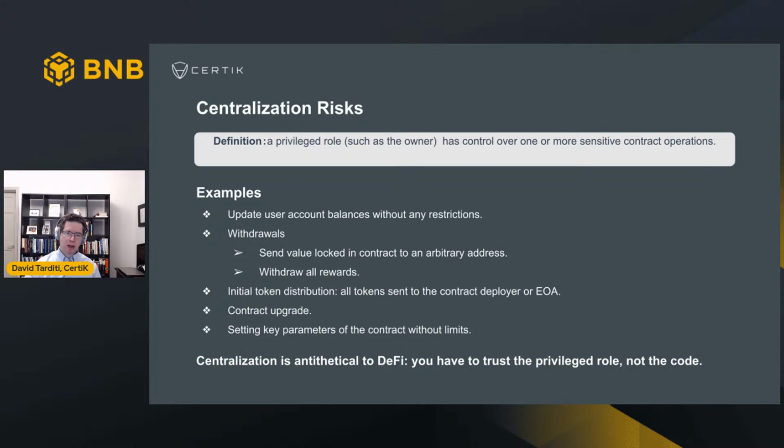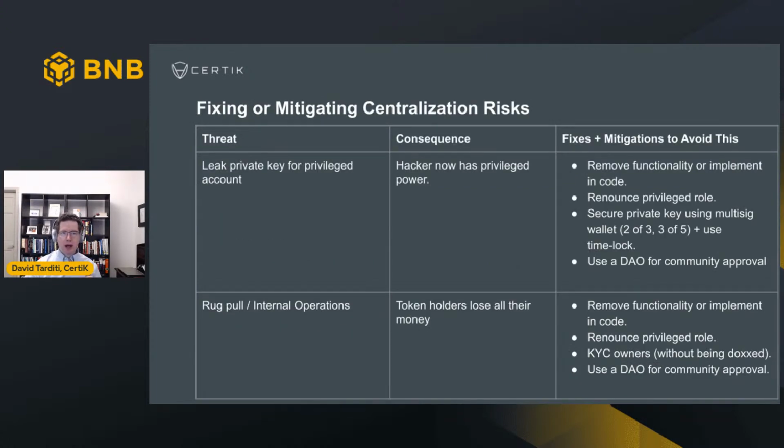Also, there are economic issues that can happen where, if somebody dumps a lot of tokens, it's going to cause the price to go downward. Contract upgrade is another example. And then being able to set the key parameters of the contract without limits. Sometimes we'll see a project that has multiple contracts in it. You want to make sure that if somebody can set key parameters, maybe there are some reasonable limits that you set to that. The reason why centralization is such an issue is it's antithetical to DeFi. You have to trust the privileged role, not the code. So how do you deal with fixing or mitigating centralization risks?